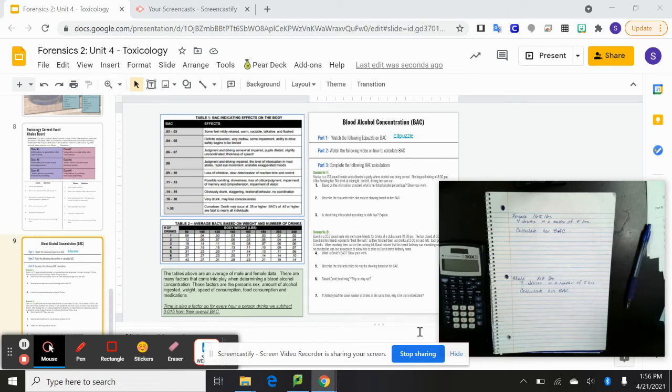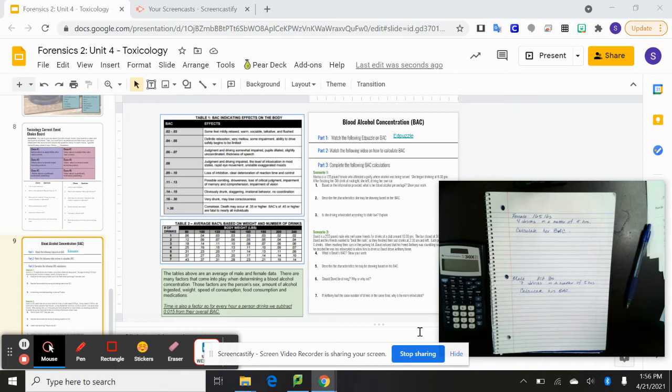This lesson is going to be on blood alcohol concentration, also known as BAC. It's going to help you understand how a BAC is calculated. There are different ways to actually figure out the blood alcohol levels of a person. The main one you all know of is a breathalyzer test. You can also have blood drawn.